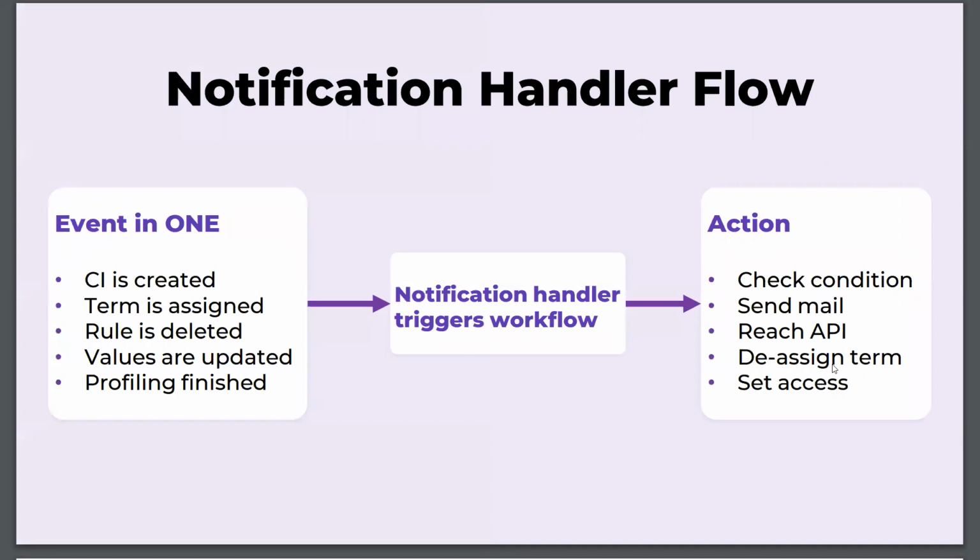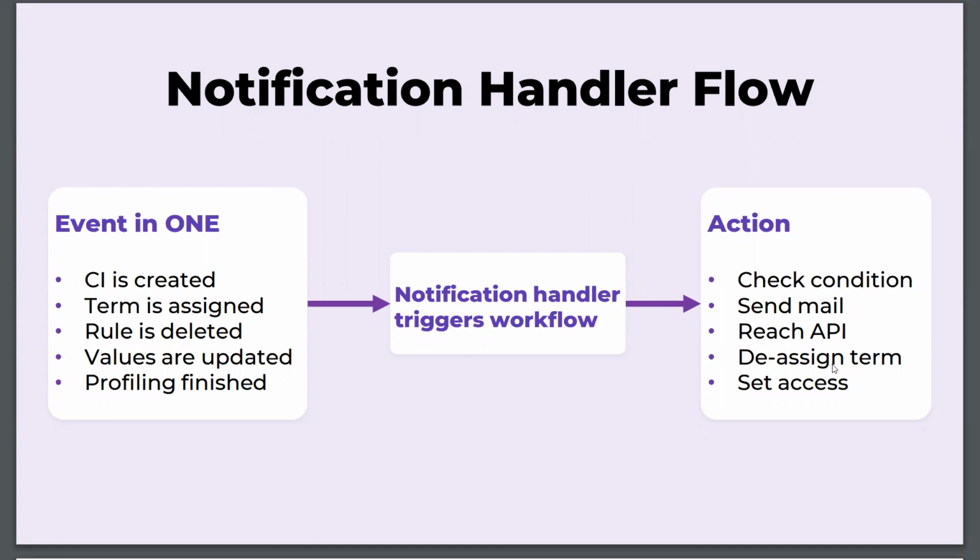So how does it work from the high-level flow point of view? The first thing is some event in One. It is some published operation. So it can be the creation of a new catalog item. It can be that a term was assigned somewhere, technically or manually. Some rule was deleted altogether. Values which describe some object or some metadata are updated. Or a more technical situation like a profiling process finished. Anything of it can be our event.